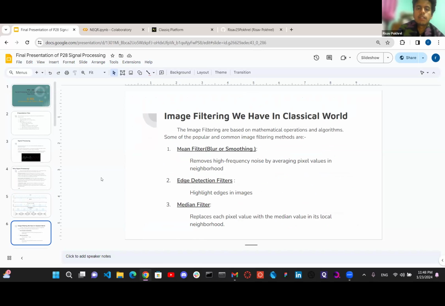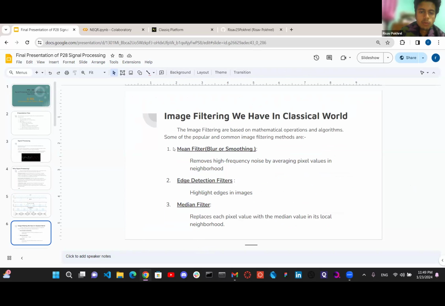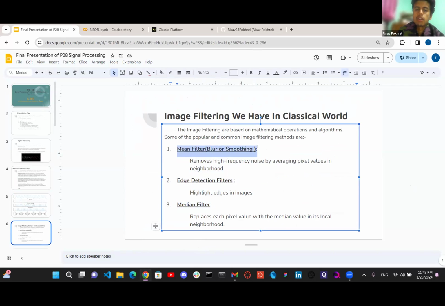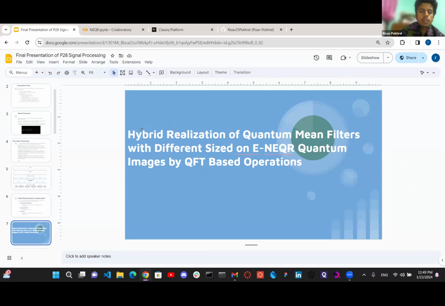Image filtering that we have in the classical world: we have a mean filter, edge detection filter, median filter, and many others, but these are some of the most popular ones. We work on the mean filter, a blur or smoothing filter, which removes high frequency noise by averaging the pixel values in the neighborhood. We develop our algorithm on a hybrid realization of quantum mean filters with different sizes, using the Yakaryilmaz image and QFT based operations.